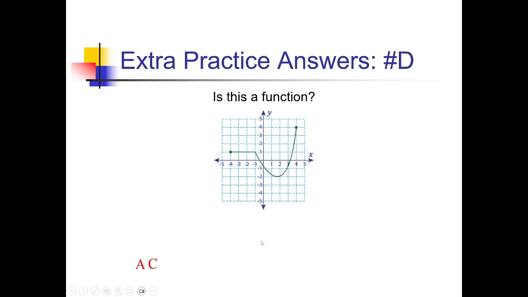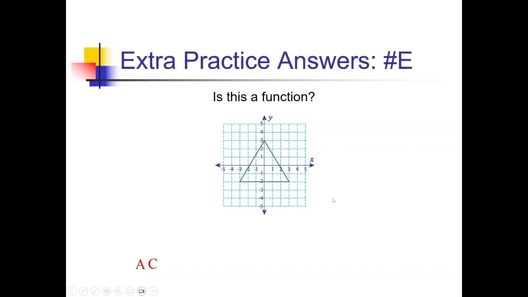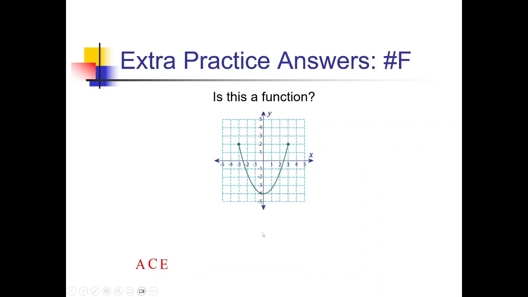For D, checking to see if this passes the vertical line test, we are not able to draw a vertical line anywhere here that will touch twice. So this is a function, and it's on to the next. For question E, we can definitely draw a vertical line through this triangle in some spots that will touch twice. So this is not a function, and we record the letter E. On this problem, we can't draw a vertical line that touches twice anywhere on this parabola. So this one is a function, and it's on to the next.